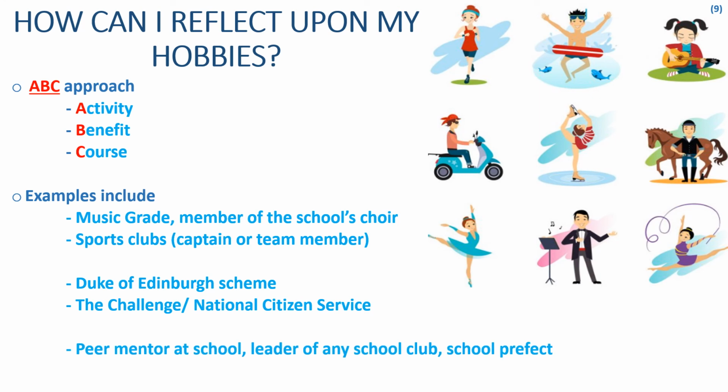And also, if you were a peer mentor at school, if you were leader of any school clubs like I alluded to in the previous slides, or if you were a school prefect, what has that really shown? So perhaps at this stage you can mention things like that you've got experience of working within a responsible role, that as a peer mentor at school you've developed your listening skills, you've developed your skills in terms of empathizing with other students, for instance. So again, really important to reflect using the ABC approach.